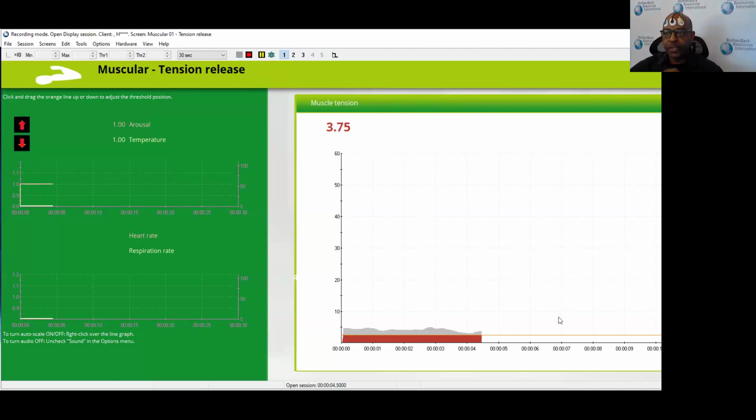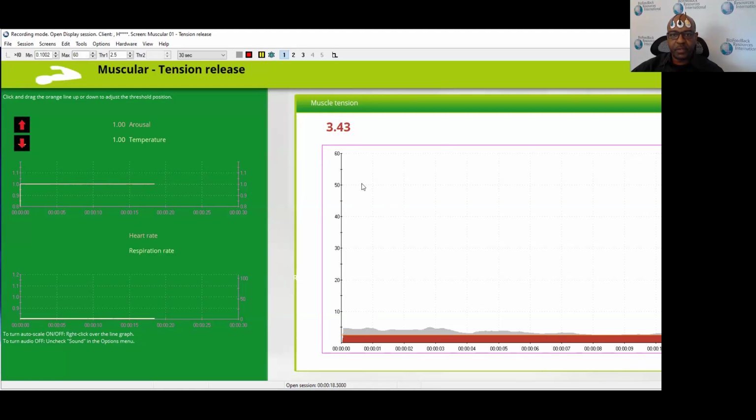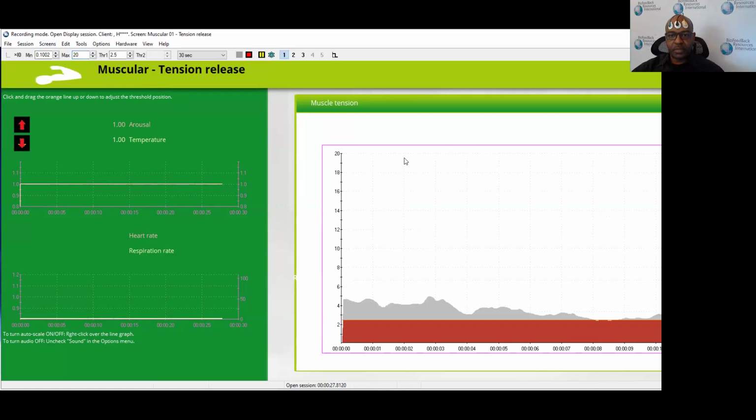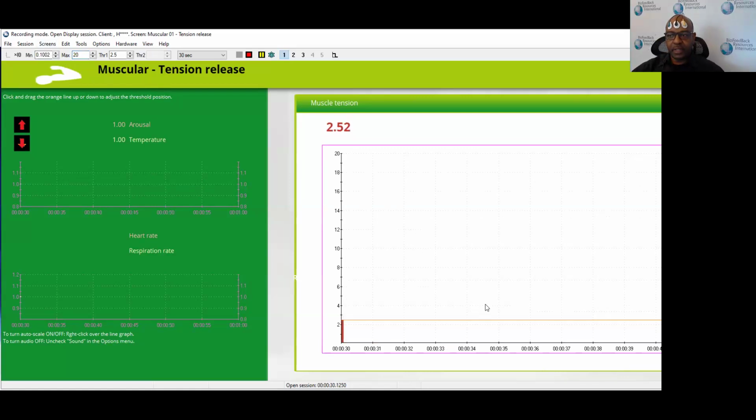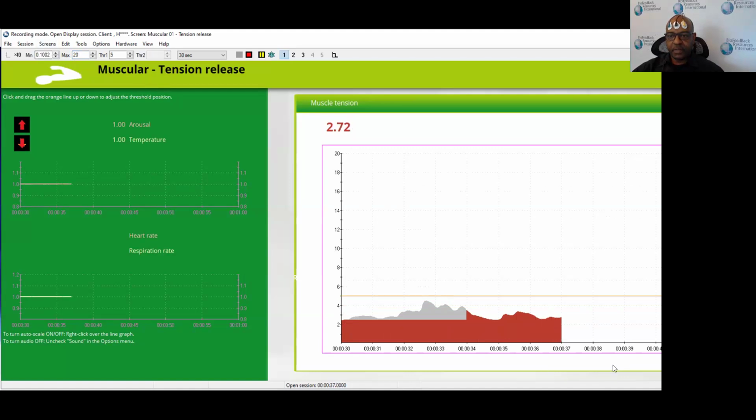So now it should be showing the EMG there. And you can see on the graph, this is actually going up to 60 microvolts. So I'm going to just change that and make it more reasonable. So now it's going up to 20. And we have, this is a threshold line, this orange line. I'll put that up to about 5.